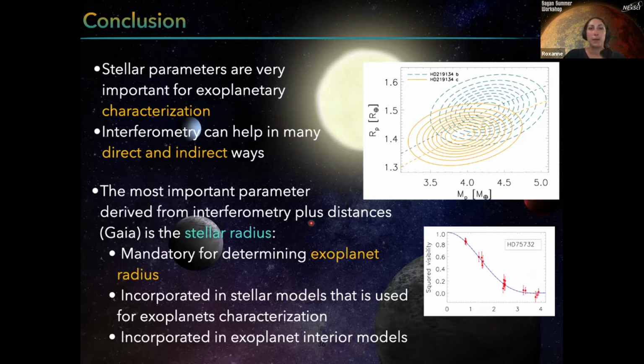And these basic parameters are incorporated in the stellar models that are used for exoplanet characterization, because we cannot apply the method that I showed you to every system with transiting exoplanets, unfortunately. And of course, we need all these parameters to be incorporated in exoplanet interior models.